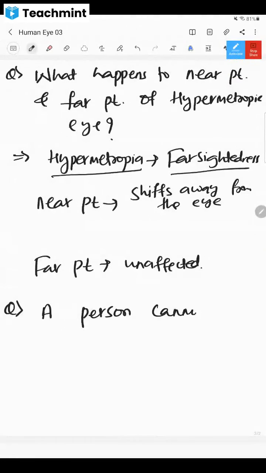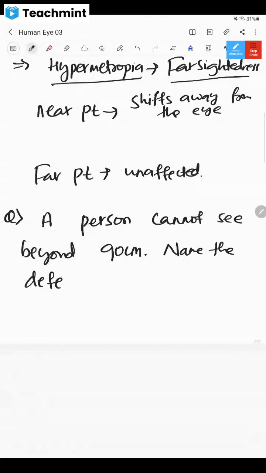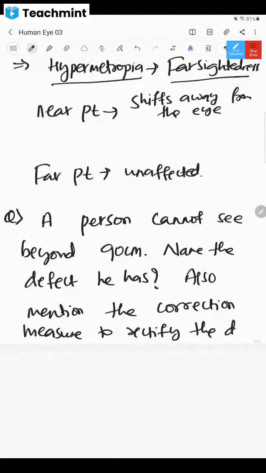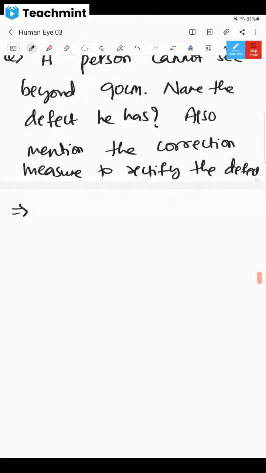A person cannot see beyond 90 centimeter. Name the defect he has. Also mention the correction measure to rectify the defect. Now tell me which defect he has. He cannot see beyond 90 centimeter. After 90 centimeter, he cannot see. What does it mean? Which defect does he have? You have to think, draw a diagram.